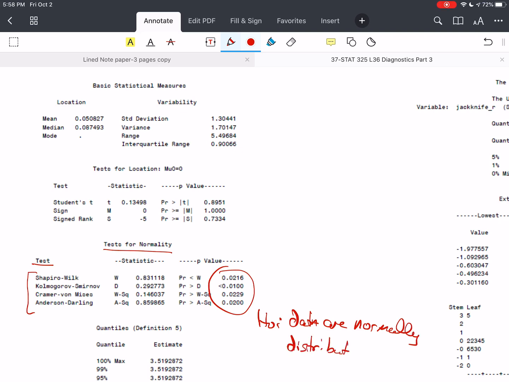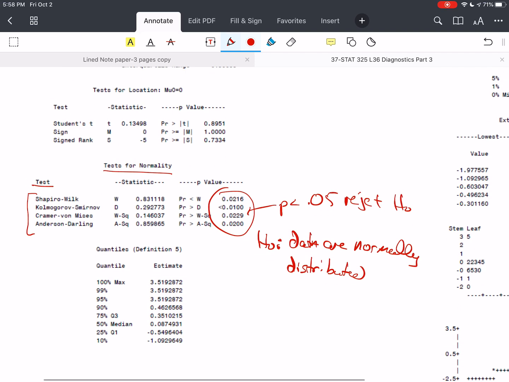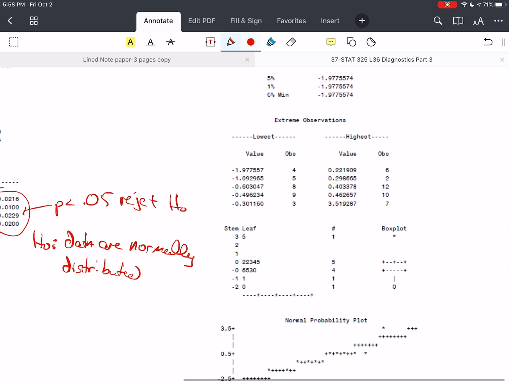So that would be the null hypothesis. The p-value is way less than 0.05, I'm sorry, p is less than 0.05. So that means we reject H0 in favor of HA, which says they're not normally distributed. So these tests are failing quite a bit.